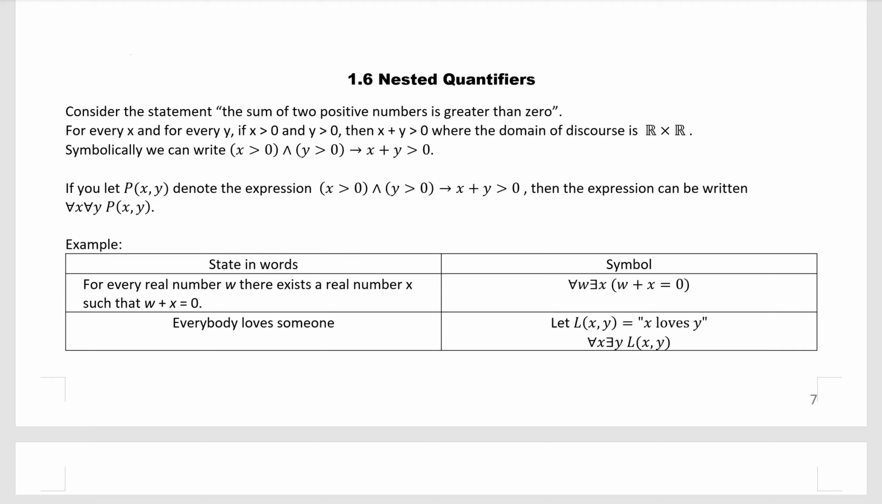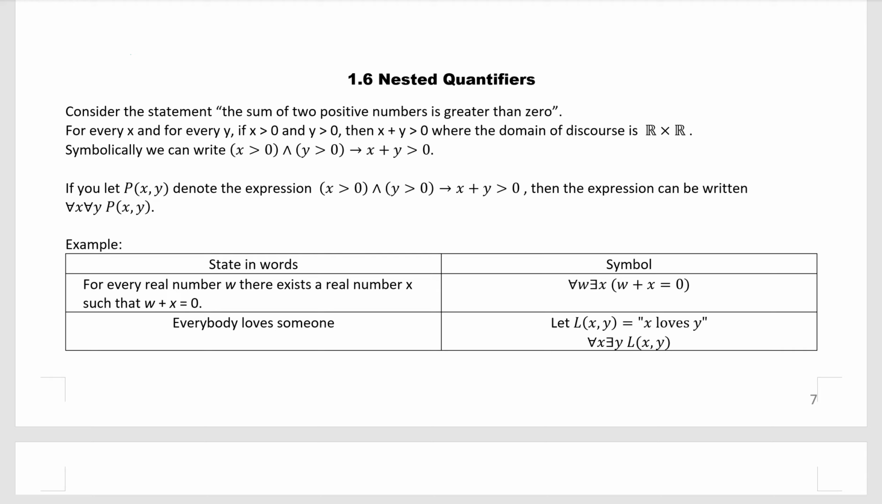Symbolically, we can write x greater than 0 and y greater than 0 implies x plus y is greater than 0. If we let P of x, y denote the expression x greater than 0 and y greater than 0 implies x plus y is greater than 0, then the expression can be written as for all x, for all y, P of x, y. And here are more examples.